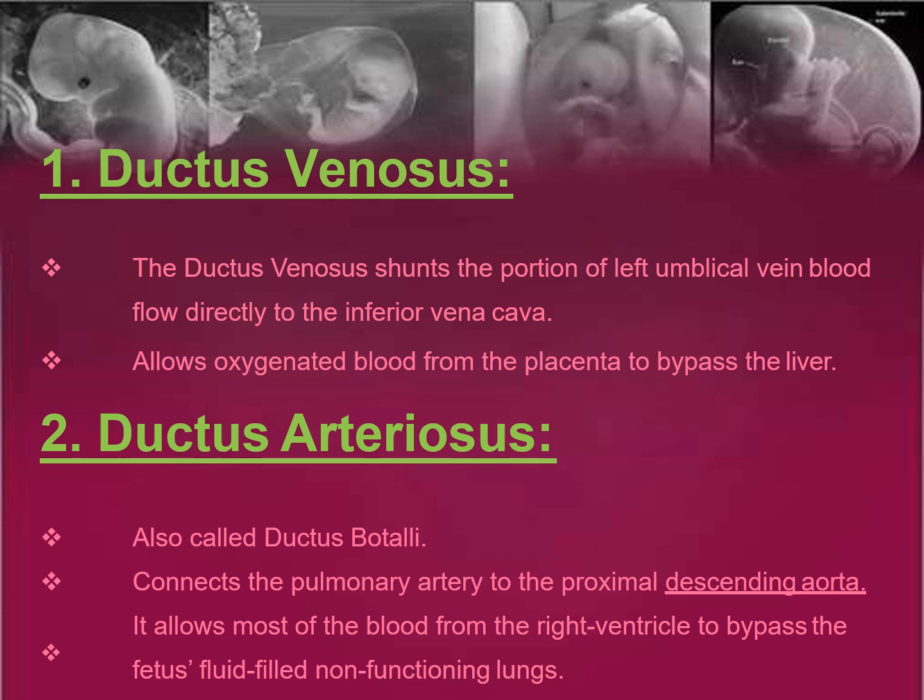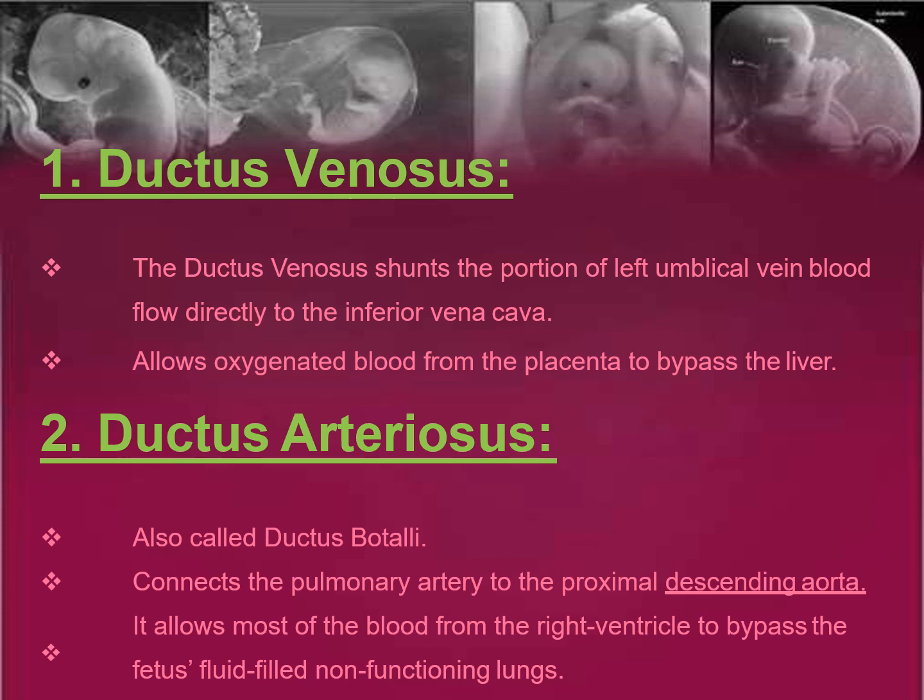The blood which is rich in oxygen, which is coming through the umbilical vein from the fetus side, will just merge through the connection, ductus venosus. It will enter into the inferior vena cava. So this ductus venosus is the connection between the umbilical vein and the inferior vena cava. And the next temporary structure is the ductus arteriosus.